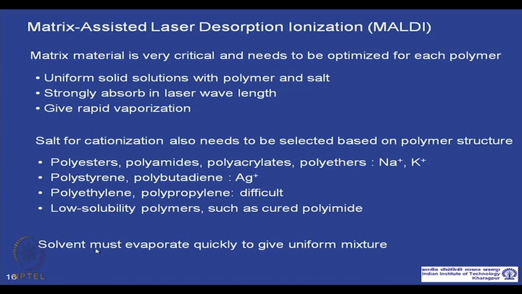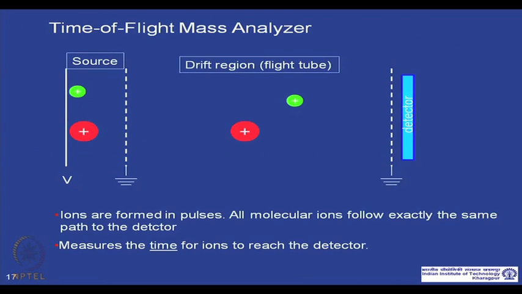The solvents must be chosen such that if you evaporate quickly, they give a uniform mixture of the polymer, matrix and the salt.